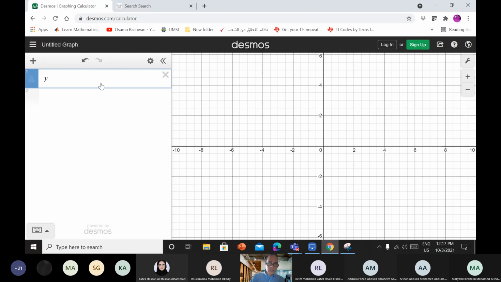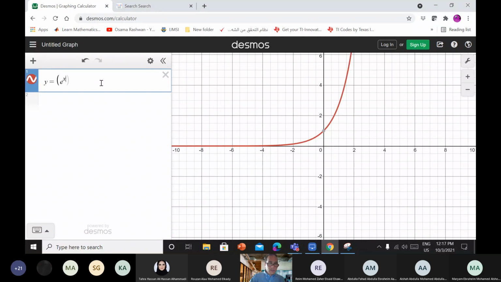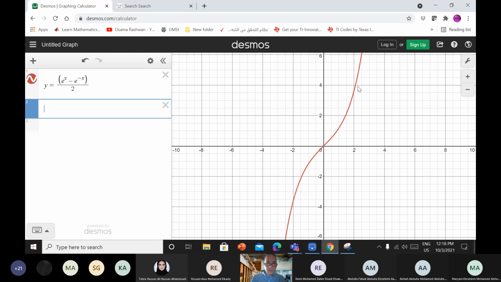So y equal to e to the x minus e to the minus x over 2. He found this function like this one. So he found it symmetric with respect to the origin. So it is an odd function. Okay, yes, it is an odd function.